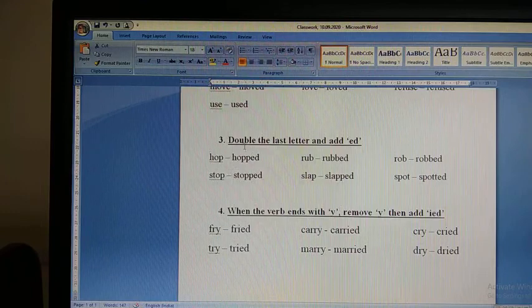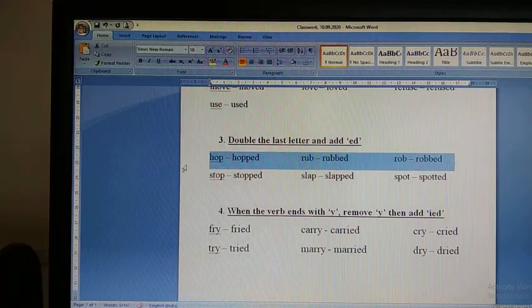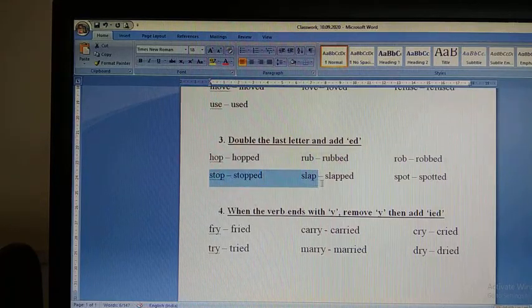Number 3, double the last letter and add ed. Hop, hopped, rub, rubbed, stop, stopped, slap, slapped, spot, spotted.